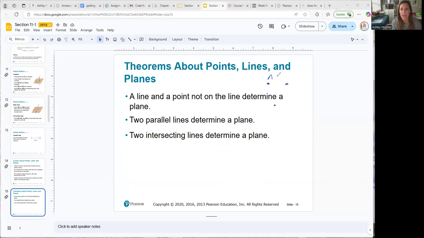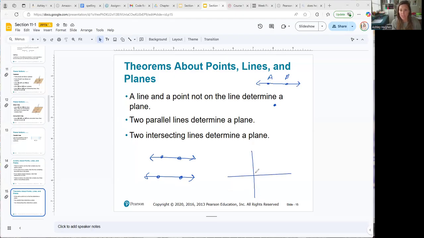So it's still 3 points. It's just that now, say I decide to say, here's my line right here. So I have a line and then I have another point, right? So a line and a point not on that line determine the plane. 2 parallel lines determine a plane. Again, that makes sense because I can have 2 points here and 2 points here, and I just need 3 to make a plane. 2 intersecting lines determine the plane.